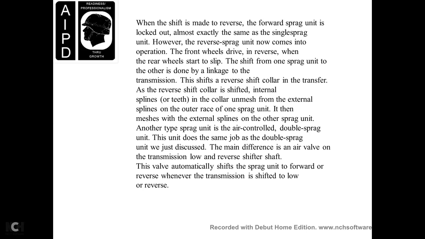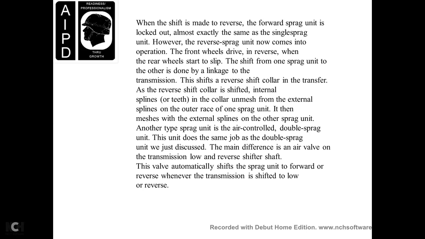Now the reverse sprag comes into operation. The front wheels drive in reverse while the rear wheels start to slip. The shift of one sprag unit is done by linkage from the transmission shift. The reverse shift collar's internal spline unmeshes from the external spline on the outer race of one sprag unit, and then meshes with the external spline on the other sprag unit.